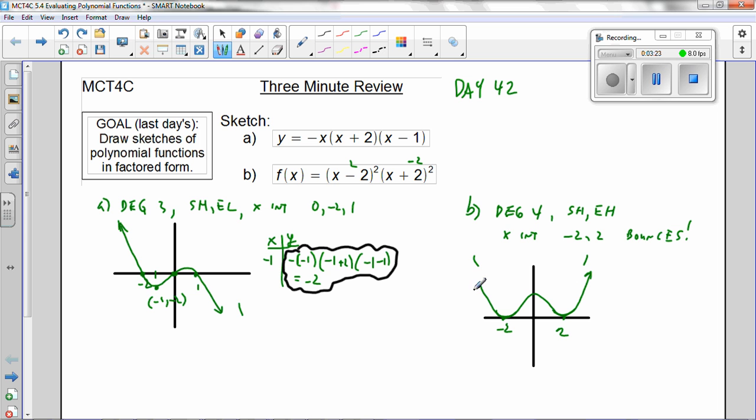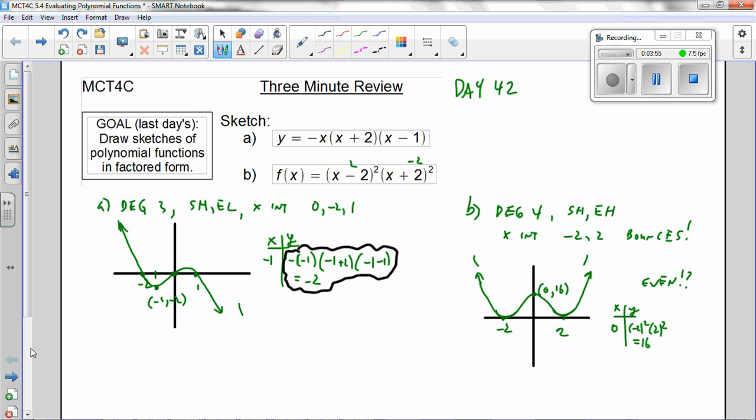A perfect W, and in fact this one looks like it's symmetric. This looks like an even function, maybe. And that right there would be a nice point to get. When x is 0, y is -2 squared times +2 squared, which is 16. So that's the point 0, 16, and I got my scale. Perfect, and we can do that fairly quickly.